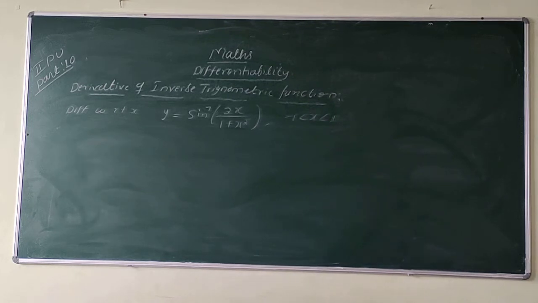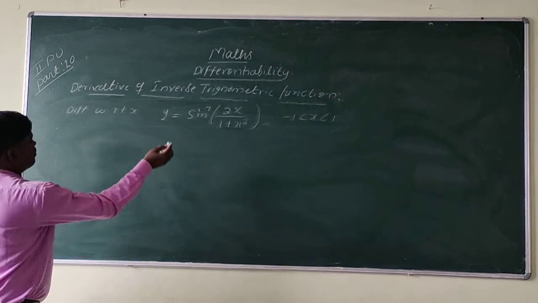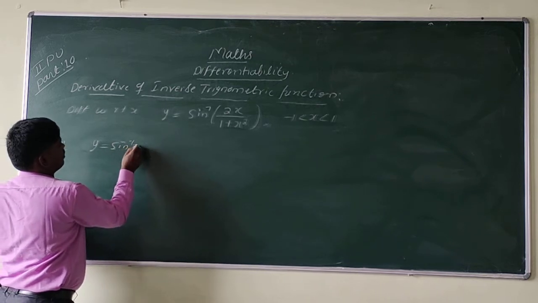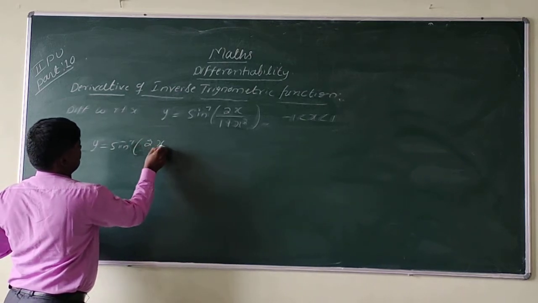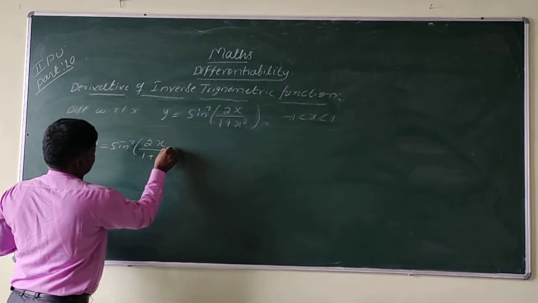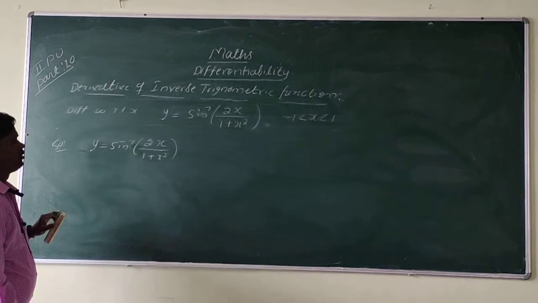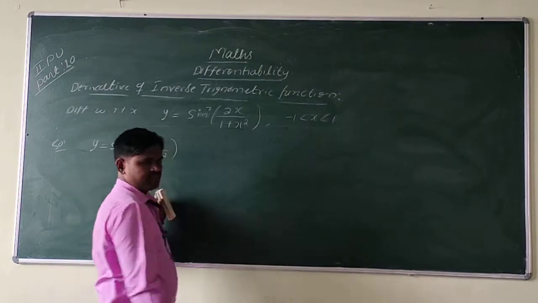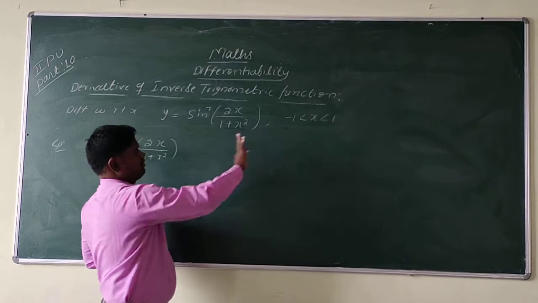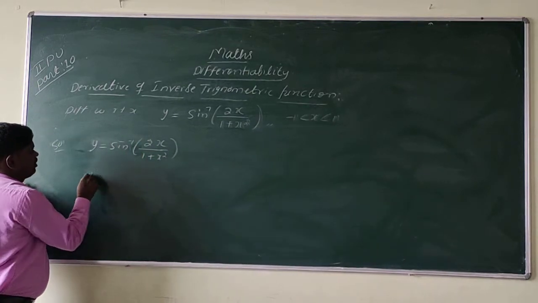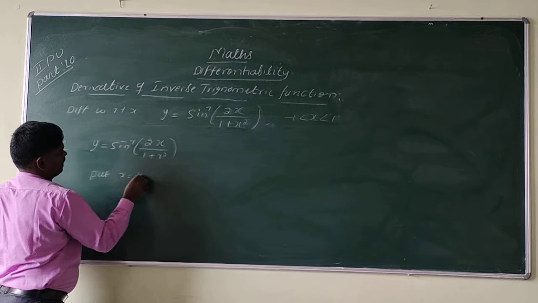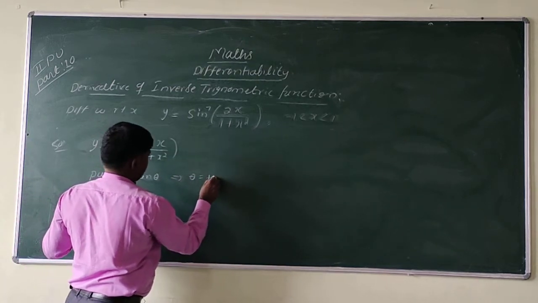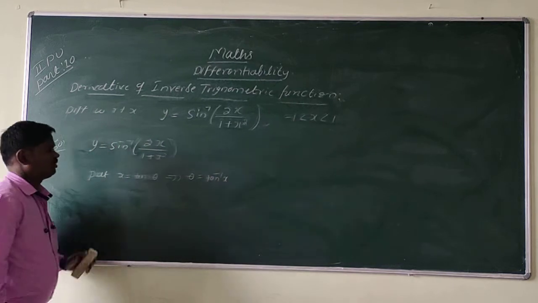Solution: y is equal to sine inverse of 2x divided by 1 plus x square. The condition is also given, because the function is defined only in this interval, so don't bother about that. Now let us put x is equal to tan theta. This implies theta is equal to tan inverse of x.